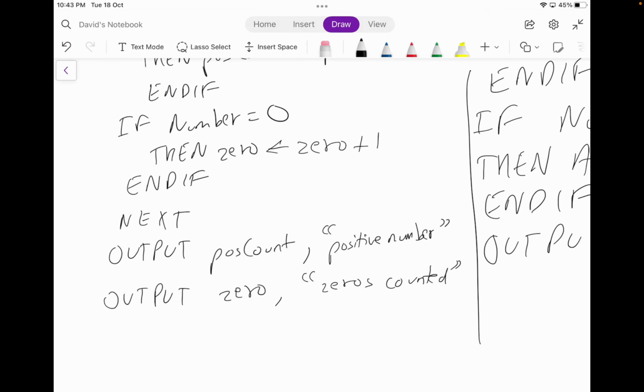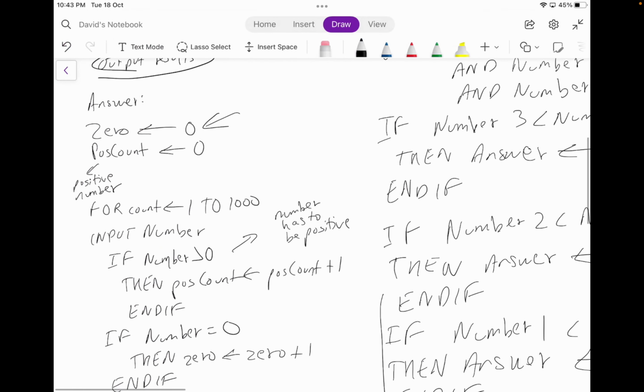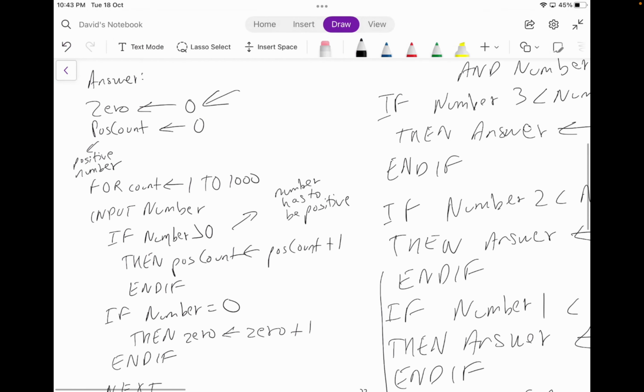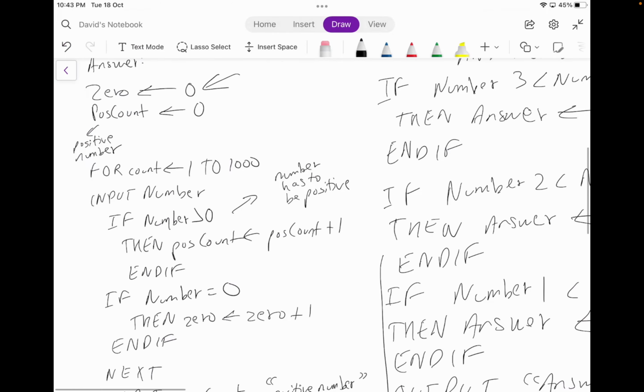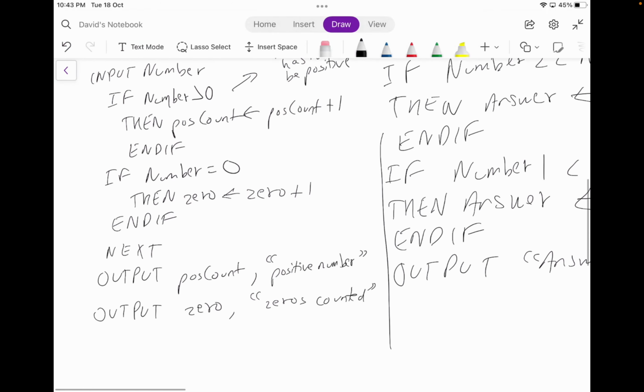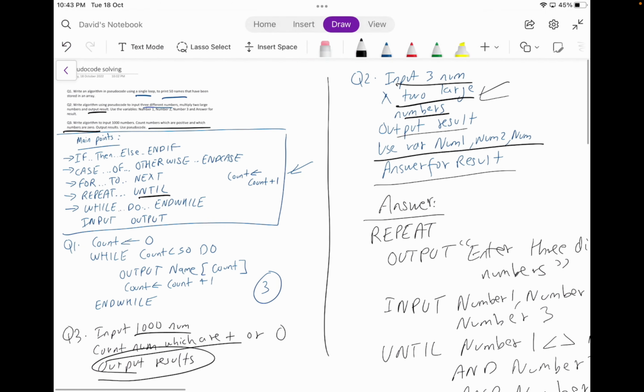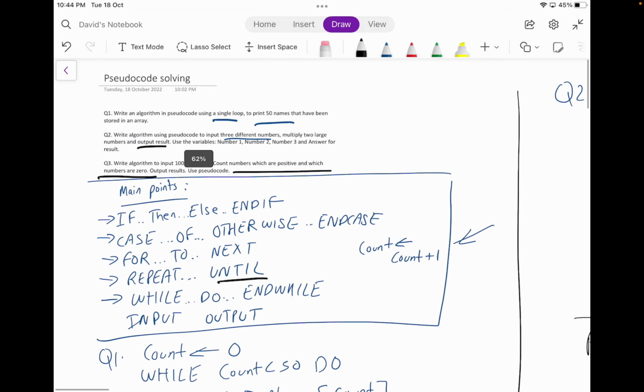So this seems to be the answer for question 3. This seems to be about it for question 3. I'm just going to show you guys the working so you can take it down. I'm just going to keep scrolling. Okay. So this seems to be about it for question 3, but do remember the main points.